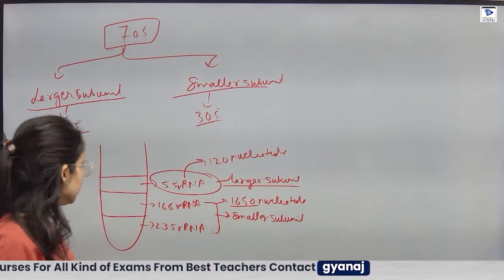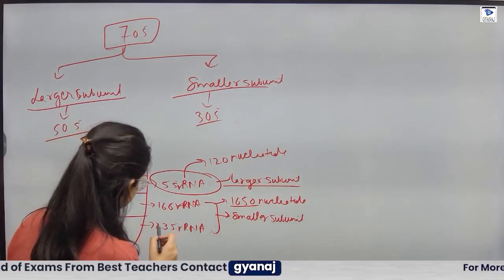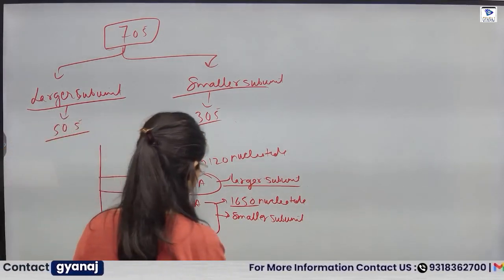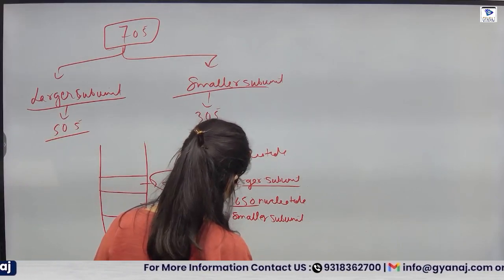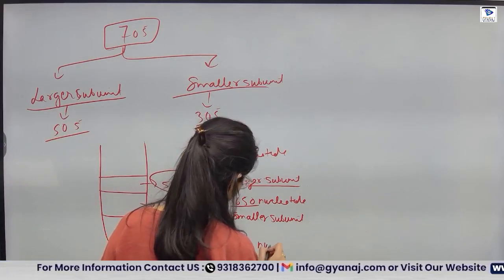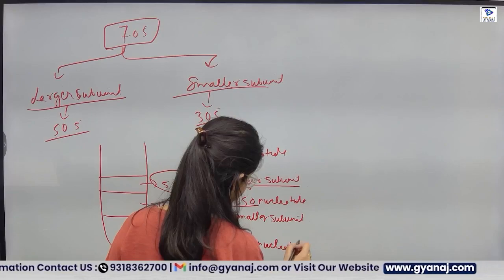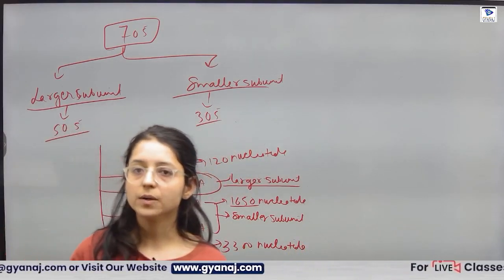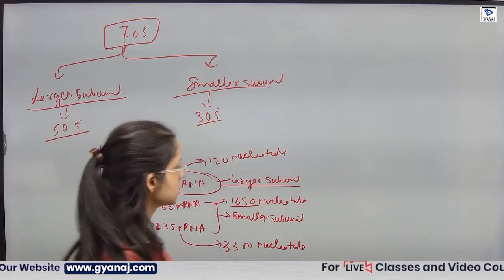And last, we have the 23S, that is made up of 3300 nucleotides. What is that? 3300 nucleotides. This is all. Now let's talk about the larger subunit.